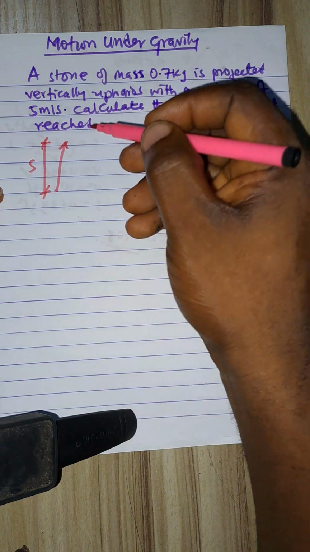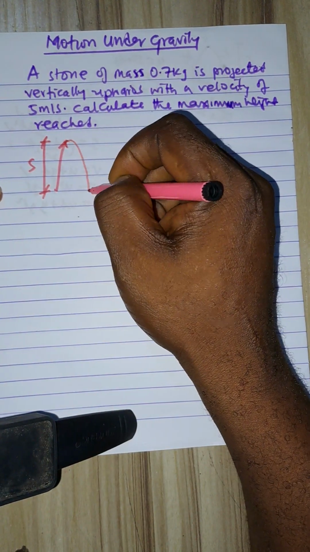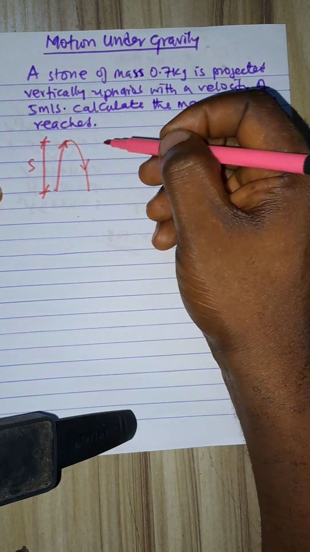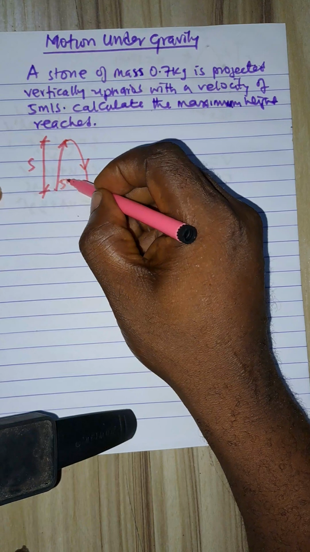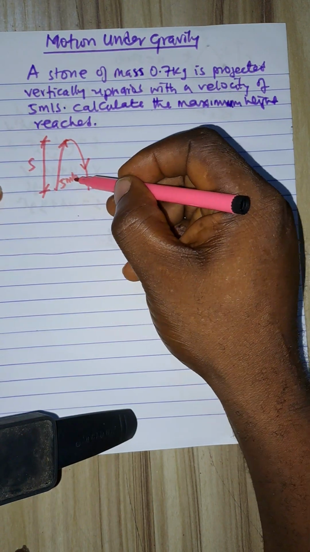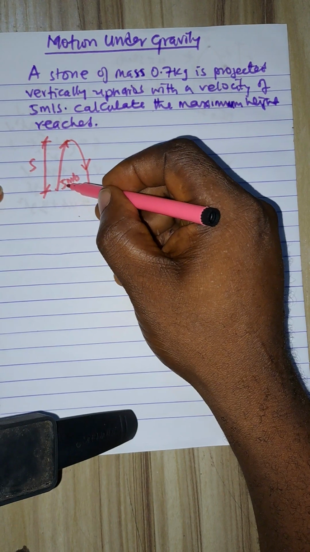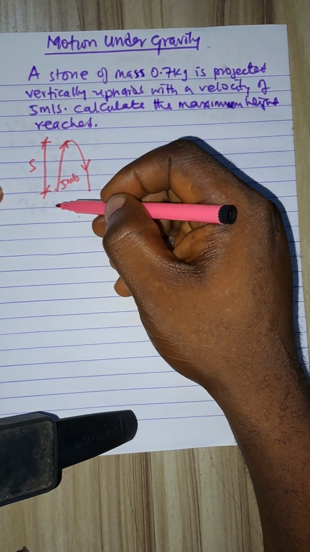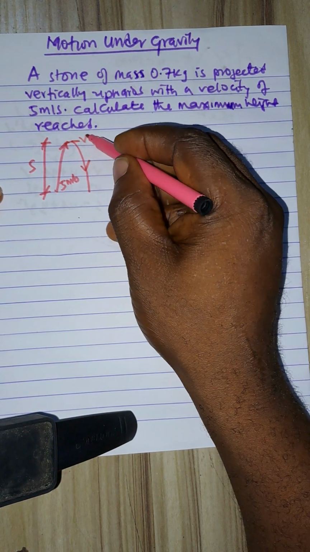Now, usually this stone will return. Of course, it wouldn't stay there. It has to come back to the earth, to the ground. Now, the velocity is 5 meters per second. This is the maximum velocity of the body, because at the point of projection it will move. Then the velocity will gradually decrease until it becomes zero at this point.